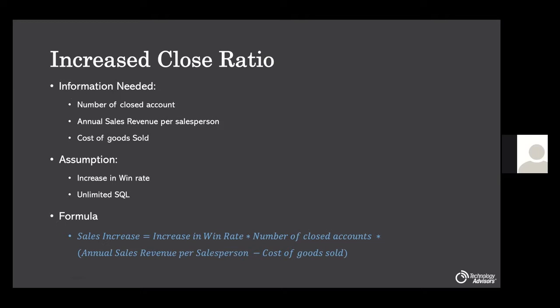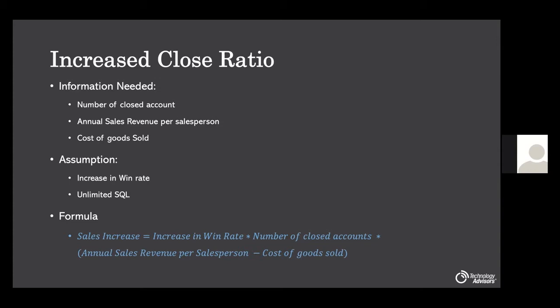Let's talk about increasing my close won ratio. So if I have the number of accounts closed, and I have the annual sales revenue per sales rep, and I know the average cost of goods sold for the product, and I'm making a couple assumptions. I'm assuming we're going to have an increase in win rate, and we're going to try to add that to a number. The formula is: the sales increase is equal to the increase in the win rate times the number of accounts closed in the year times the annual sales revenue per salesperson less the cost of goods sold.